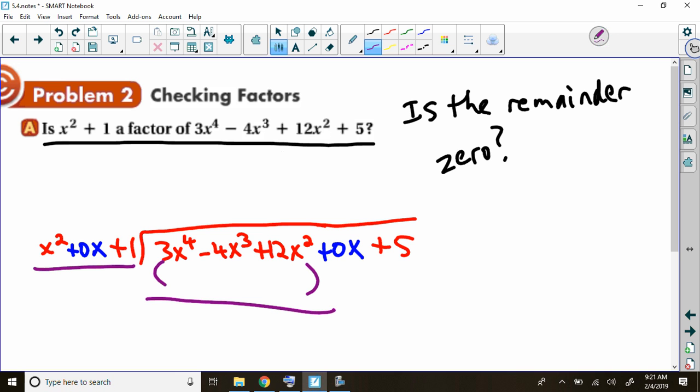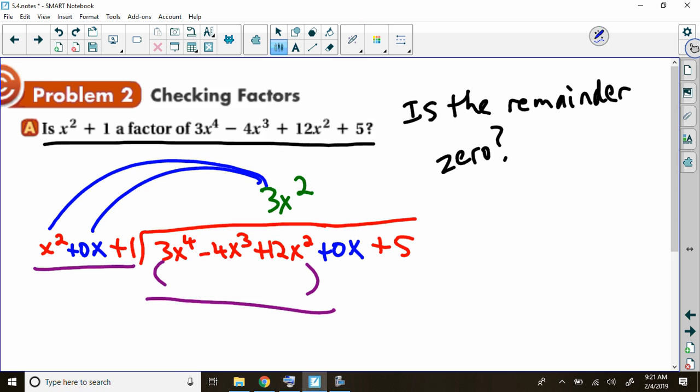So the first thing that we're going to do is divide. We're going to see how many times does x squared go into 3x to the fourth. So we're dividing 3x to the fourth by x squared. So what's that going to equal? 3x squared. Good. So we're going to go ahead and put in a 3x squared up top. So we divided. Now we're going to multiply. We're going to multiply this by this, and this, and this. And that's all going to go in where those purple parentheses are.